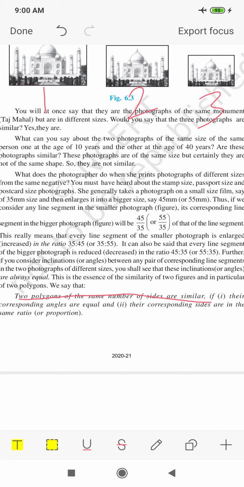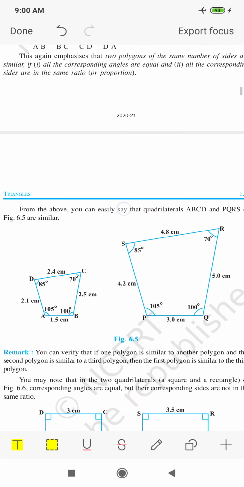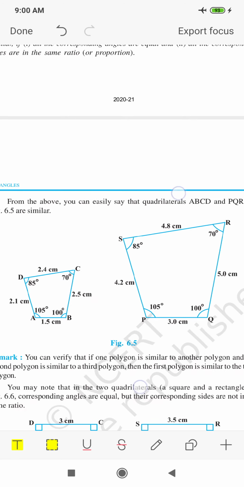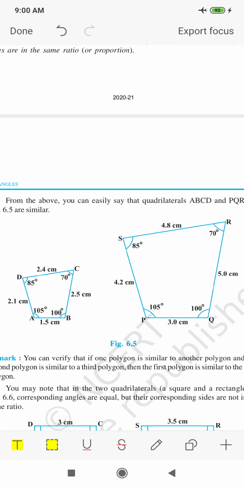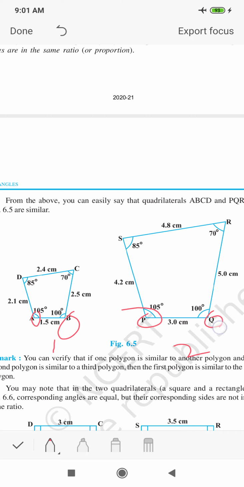We'll check an example and try to understand. Consider these two quadrilaterals. ABCD is the first quadrilateral and PQRS is the second quadrilateral. Compare these two. Here angle A is 105, angle P is 105, B is 100, Q is 100, C is 70, R is 70, D is 85, S is 85.